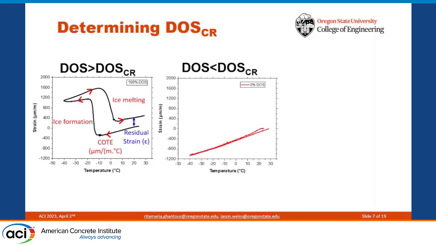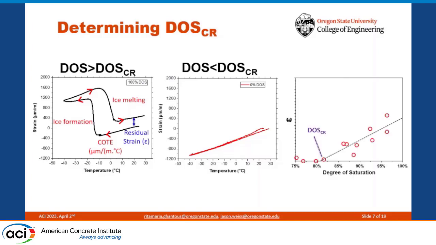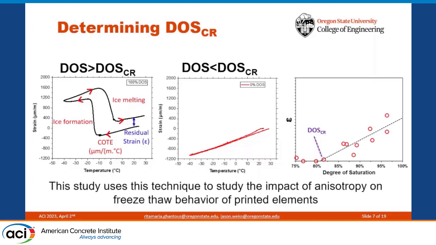Now if we look at a graph where we don't expect ice to form, so DOS below the critical value, it's a straight line. When there is no ice, the sample length will go back to the original length. So this is the residual strain value on the y-axis with respect to the degree of saturation of the sample. If you plot the residual strain value for different DOS, the point where you don't see any residual strain is where you stop seeing damage. That corresponds to the critical degree of saturation value. And that's the procedure we're going to be using to determine the critical DOS for printed samples in two different directionalities.